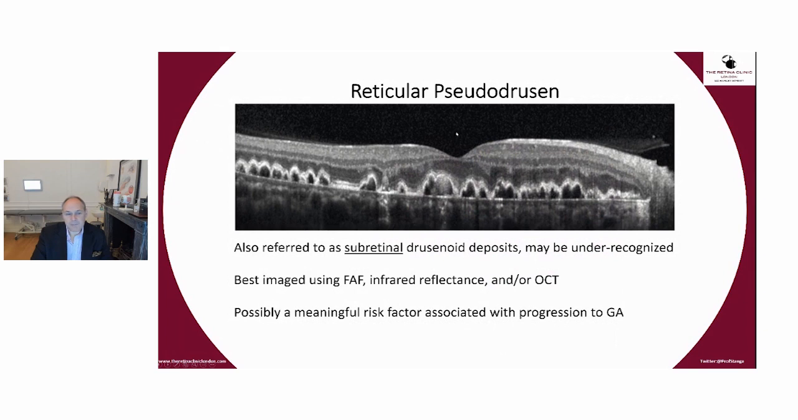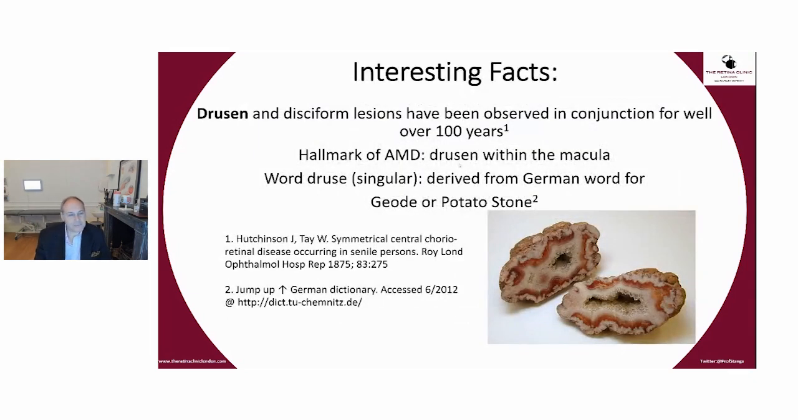There is a particular type of drusen which is called reticular pseudodrusen, also subretinal drusenoid deposits. This drusen may be underdiagnosed. Fundus autofluorescence imaging, infrared reflectance, or OCT are perhaps the best ways to diagnose them. And perhaps they are a meaningful risk factor associated with progression to geographic atrophy or late dry macular degeneration.